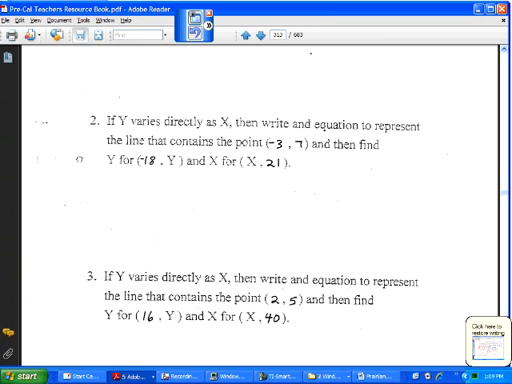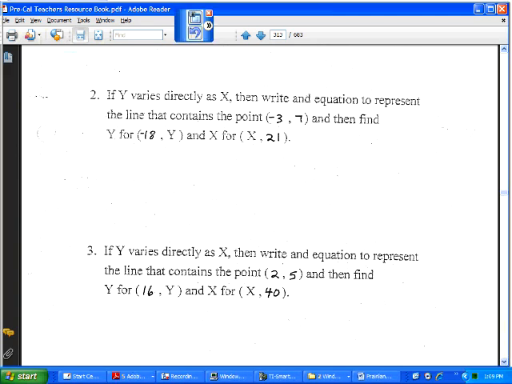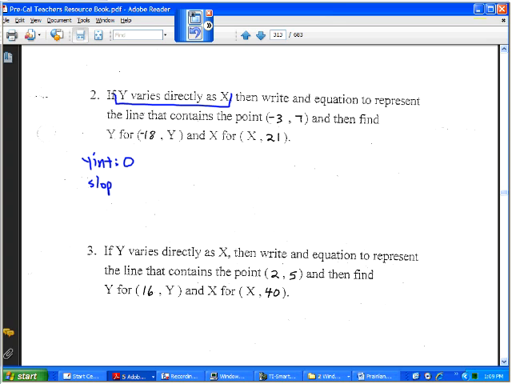Good. Number 2. It says y varies directly as x. That tells me that my y-intercept is 0 and that my slope is the y over x of any point they give me. They gave me the point negative 3, 7. I put the y of it over the x of it. We don't leave a negative in the denominator, so we say our sign rules. When you divide with different signs, the answer is negative, so the slope is negative 7/3.